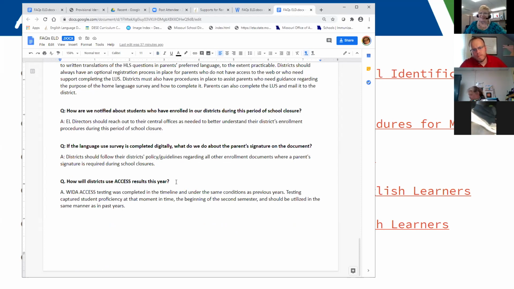And then someone else also asked if we were going to have a remote ACCESS test this year. I will tell you that WIDA is working on that, but they are making no promises. So they haven't ruled it out as an option, and they are looking for opportunities, but they have not yet decided on anything.